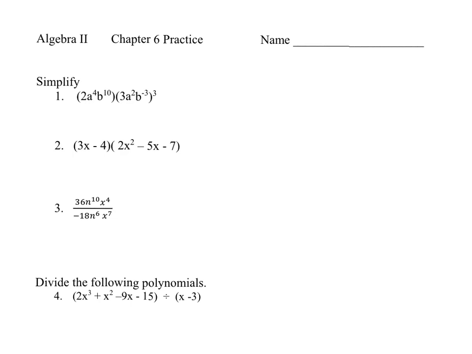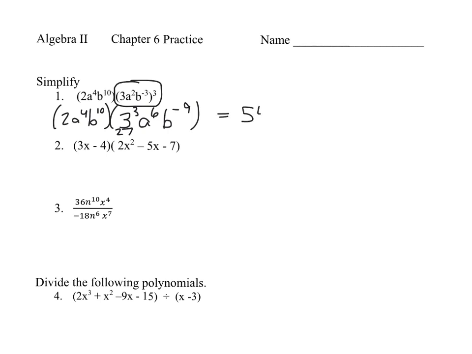So once again, in simplifying this, we've got a power here, so we need to take everything to the third power. That would be 3 cubed, a to the 6th, b to the negative 9th, using power of power, and then multiplying these together. 2 times 3 cubed is 27, so 2 times 27 is 54. A to the 4th times a to the 6th, keep the base, add those powers. The same with b to the 1st power. And that would be your answer there.